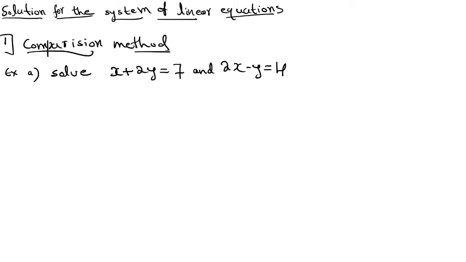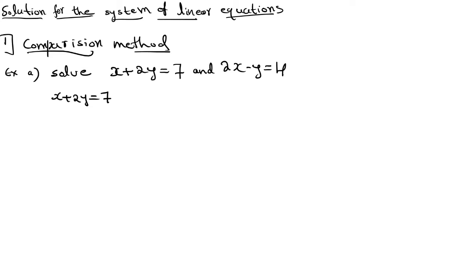In the examination they will mention the method. In that method only you need to solve. Okay, here see, the comparison method is there. So first consider the equation x plus 2y equal to 7. Now express this equation in terms of x or in terms of y only. It is easy to express this equation in terms of x.